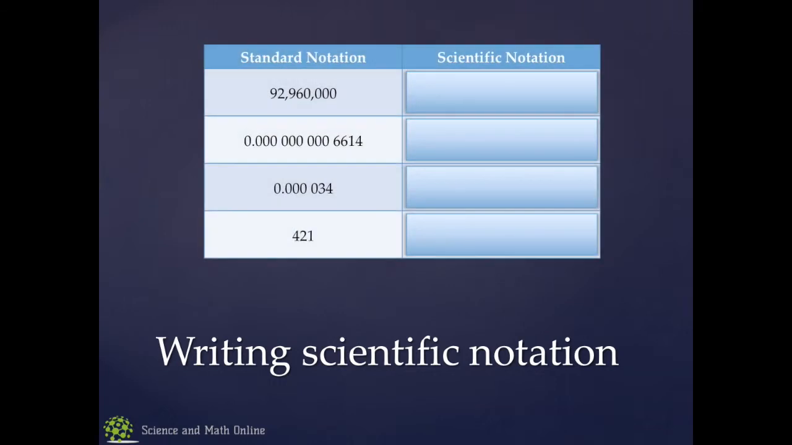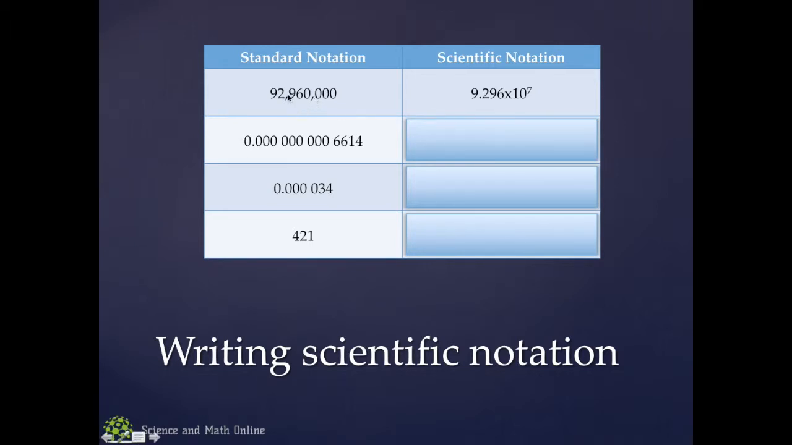All right, so just writing them back and forth. The way I teach it is, you look and put the decimal right behind the first non-zero number. So 9.296. And then you just count how many times you move the decimal: 1, 2, 3, 4, 5, 6, 7. So 9.296 times 10 to the 7. Big number, it's positive.